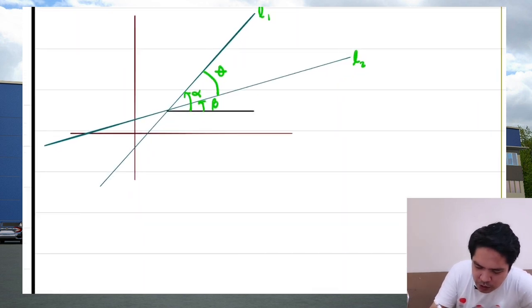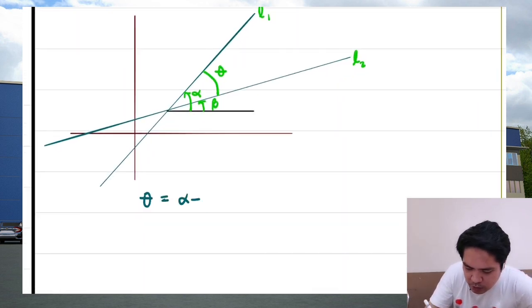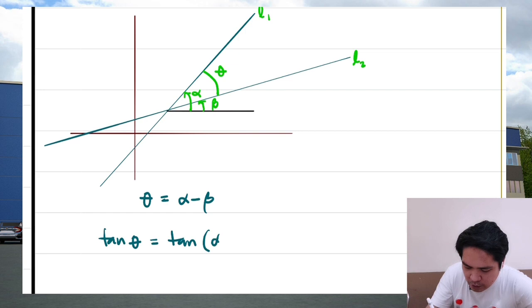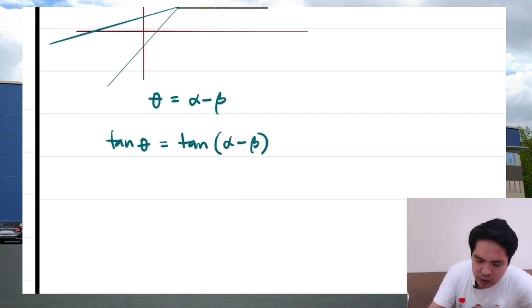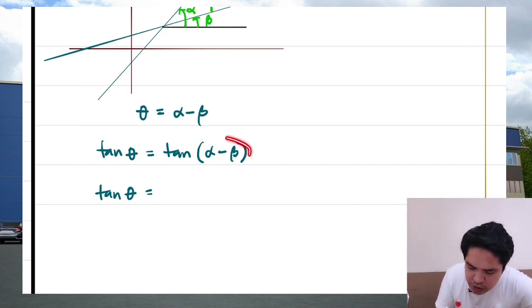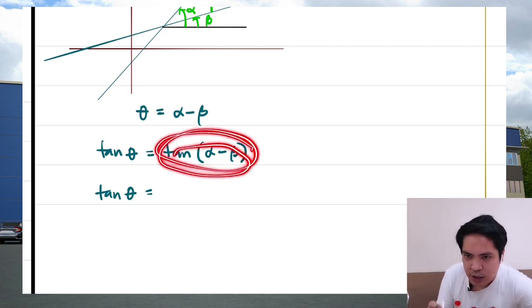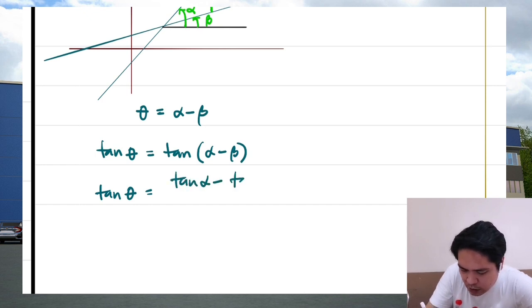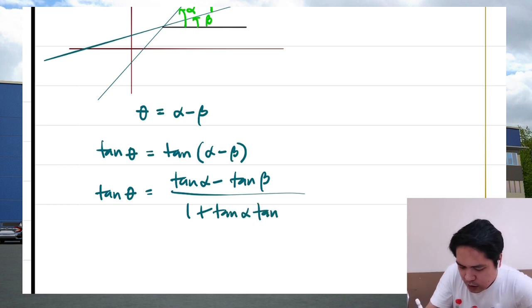And from the illustration, theta is equal to alpha minus beta. And if we apply tangent at both sides, we'll have tangent theta is equal to tangent of alpha minus beta. Let's substitute this with its equivalent identity. For the sum and difference of tangents of two angles, we have tangent alpha minus tangent beta over 1 plus tangent alpha tangent beta.